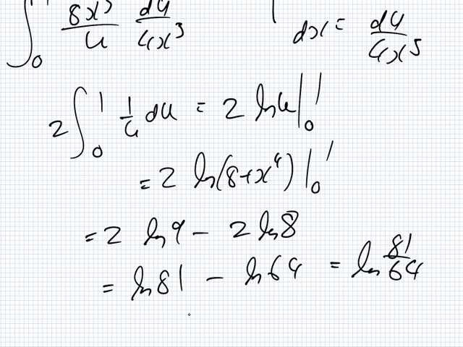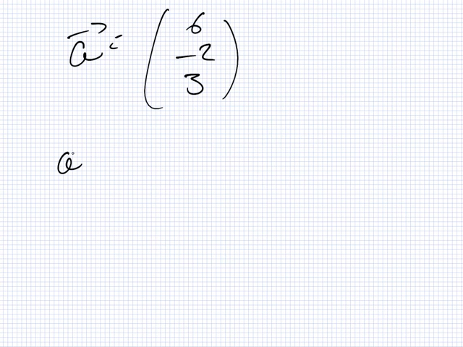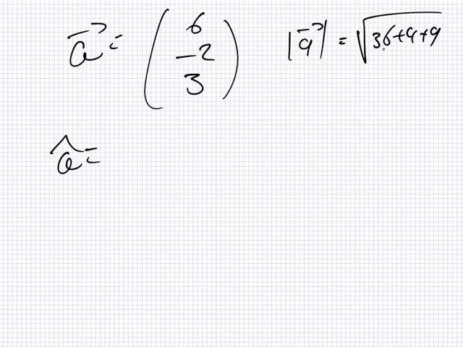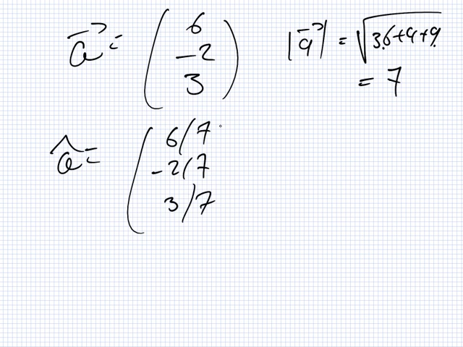Okay, what's next? A9: a vector is defined as a equals 6i minus 2j plus 3k. Find the unit vector in the direction of a. First we need the magnitude, which will be the square root of 36 plus 4 plus 9. So 36 plus 9 is 45, plus 4 is 49. Square root is 7. So the unit vector is 6 sevenths i minus 2 sevenths j and 3 sevenths k then. Okay?